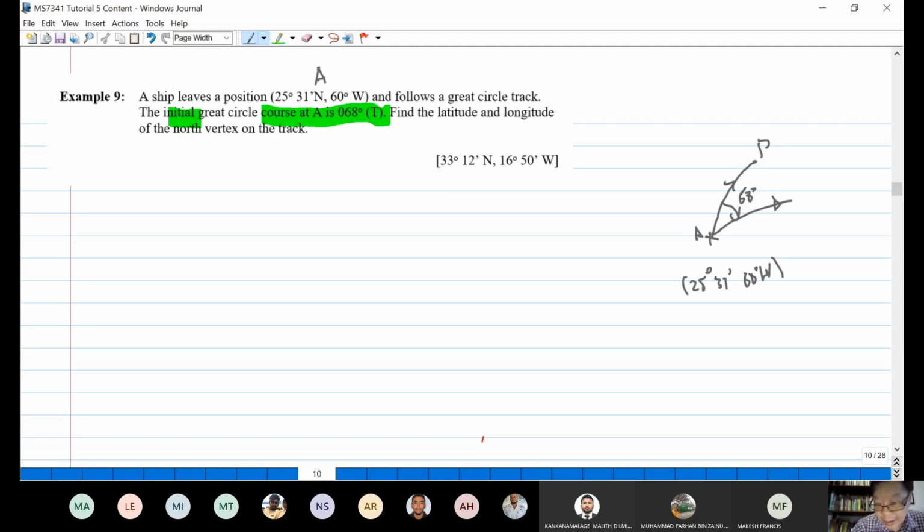From the picture, you can see what is going on. This is the north here. The ship is going at 68 degree. Then they ask you to find the latitude and longitude of the north vertex of the track. That means there is a vertex somewhere, because this track will go on forever. I want to know what this point called V, the vertex, is. The vertex is the nearest point to the pole. So where is this point? I want to find the longitude and the latitude.